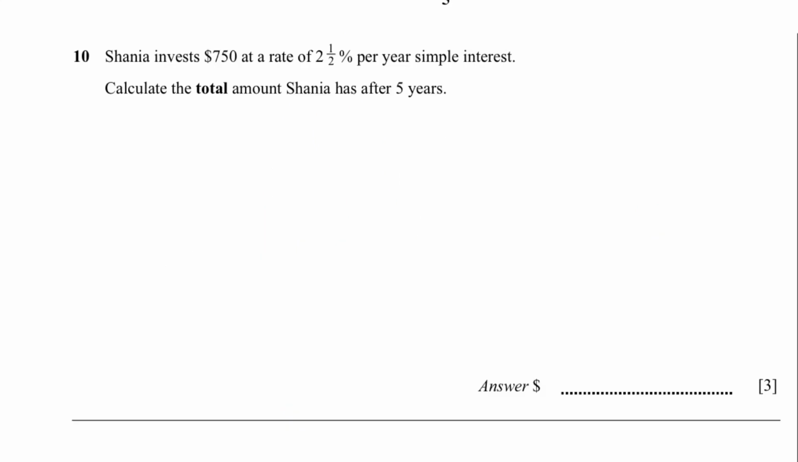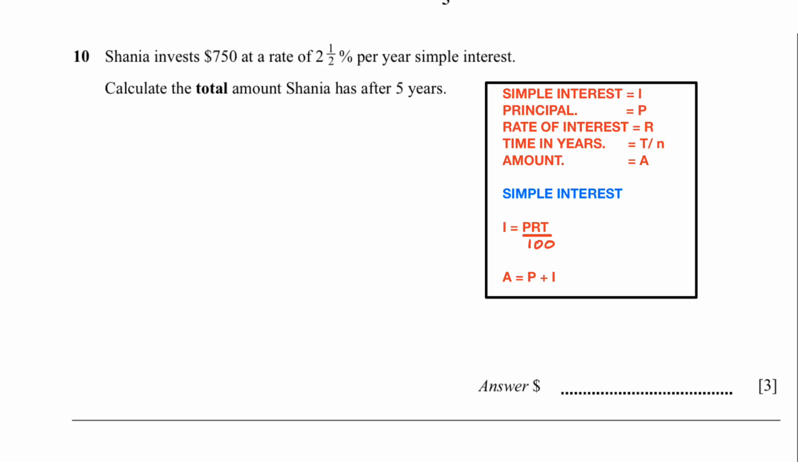The next question: Shania invests $750 at a rate of 2.5% per year simple interest. Calculate the total amount Shania has after 5 years. To solve this question, you will need to know the simple interest formula. Simple interest is equal to principal times rate of interest times time divided by 100. So principal is equal to P, rate of interest is equal to R, time in years N, and amount is A. They don't want us to find the interest, they want us to find the total amount.